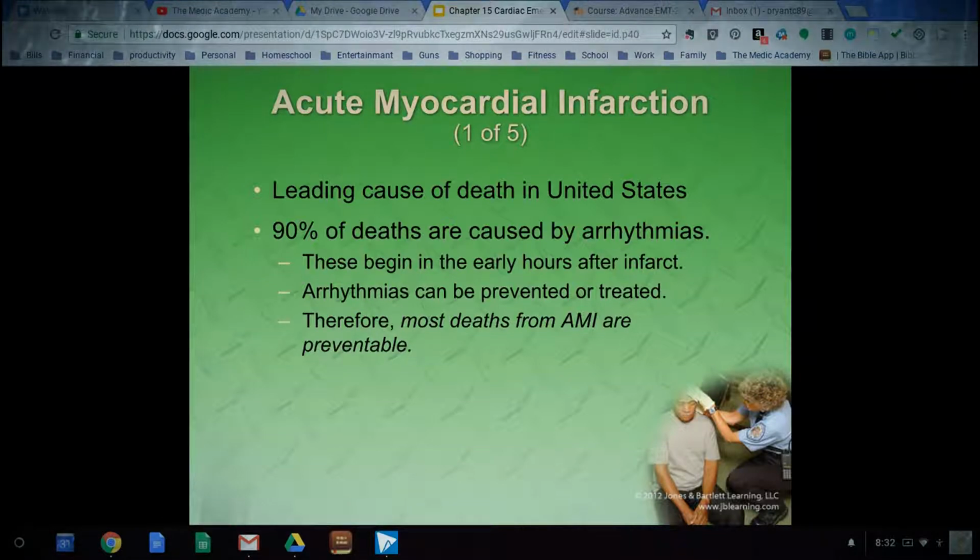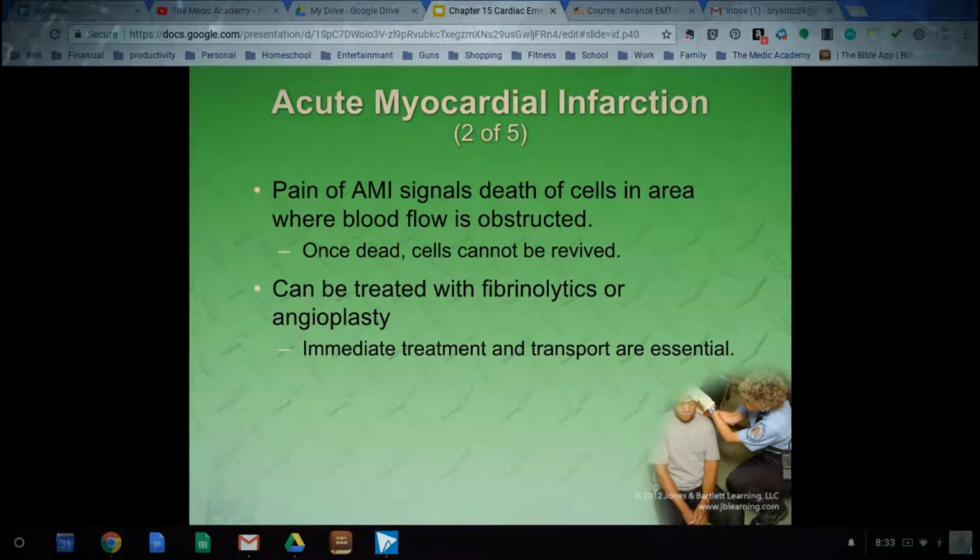Now, these arrhythmias that we see happening are treatable arrhythmias for the most part. They're very treatable arrhythmias, if not by an advanced EMT, then by paramedics and the physicians, if we tell them promptly that we see some kind of change on the monitor. So if arrhythmias are the leading cause of death in these myocardial infarction patients and they're treatable, then most deaths from acute myocardial infarction are preventable if we can treat these arrhythmias.